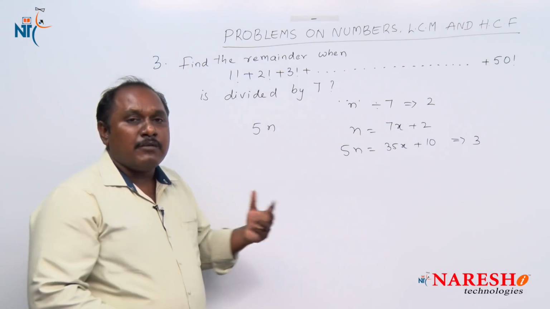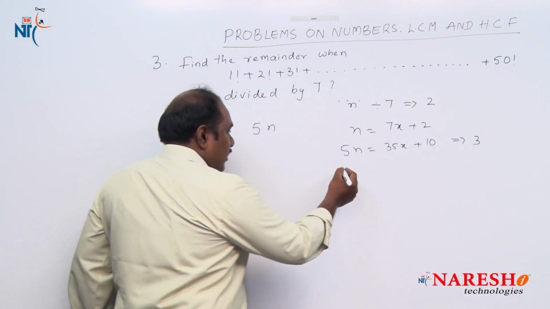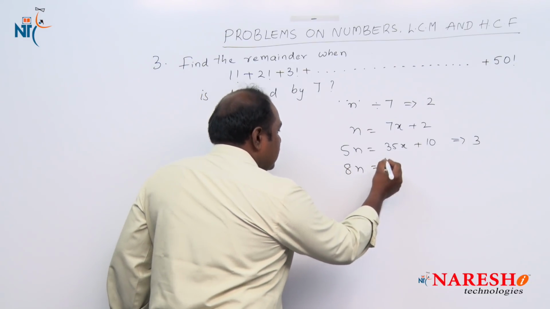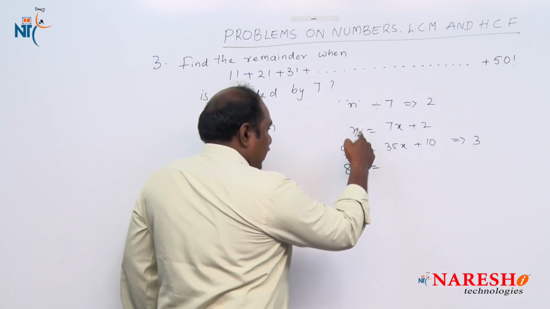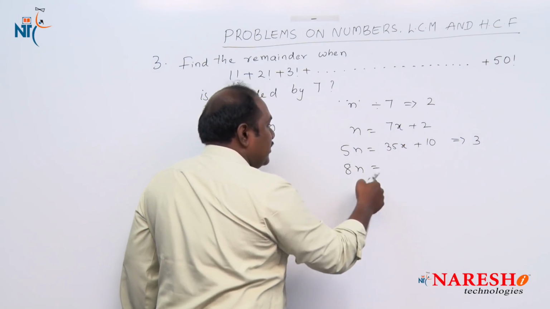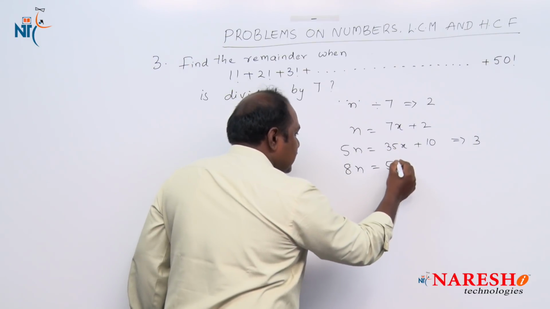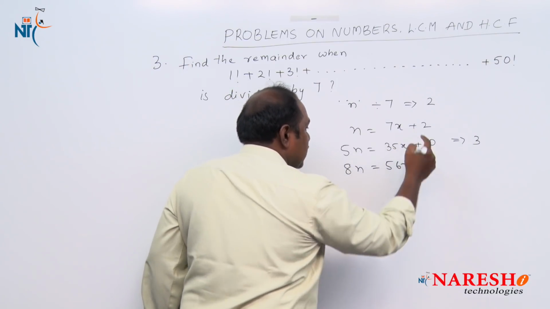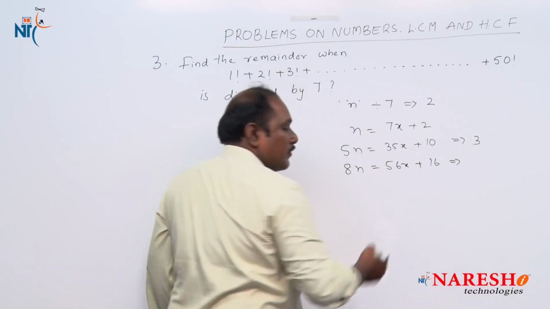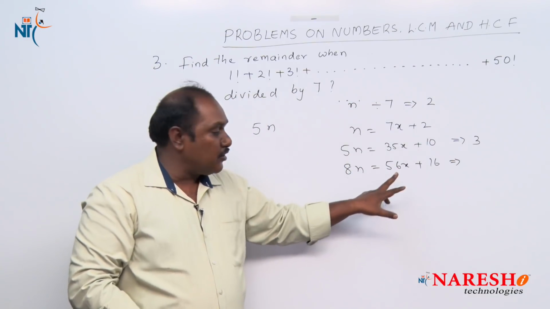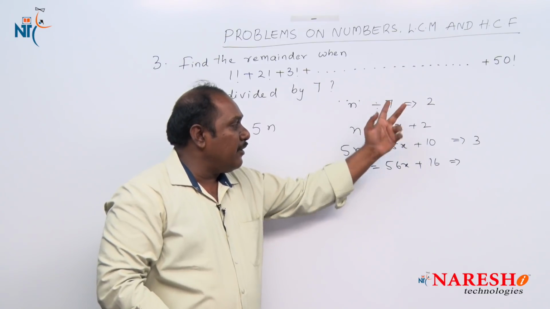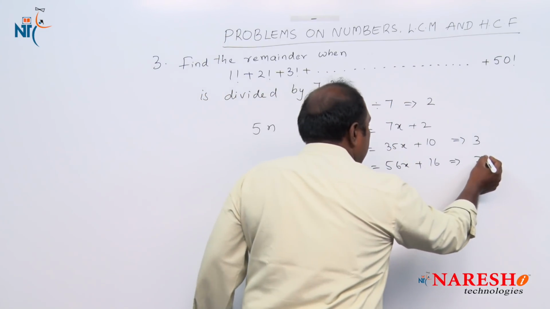Let us take one more example. Suppose I say 8n if I divide with 7, what is the remainder? Definitely n is 7x plus 2, so 8n should be 8 into 7, 56x plus 8 twos are 16. So, 56x is divisible by 7, so remainder is 0. 16 if I divide with 7, remainder will be 2.